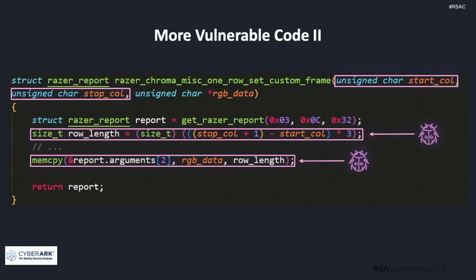And as we said in the beginning, developers are a bit lazy, and sometimes they copy vulnerable code from one source to another. So here we have exactly the same bug in the function called Razer Chroma misc one row set custom frame, which is responsible for lighting up this mug holder. And it's completely the same vulnerability. So this mug holder can contain tea and be hot. It can contain cola and be cold. But it's most definitely vulnerable to code execution in this case.